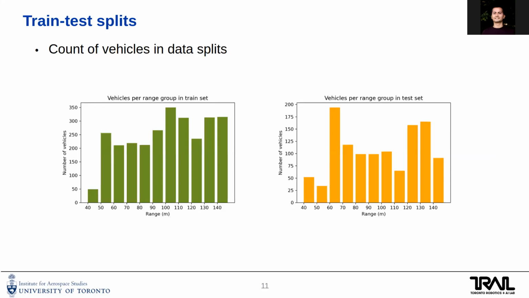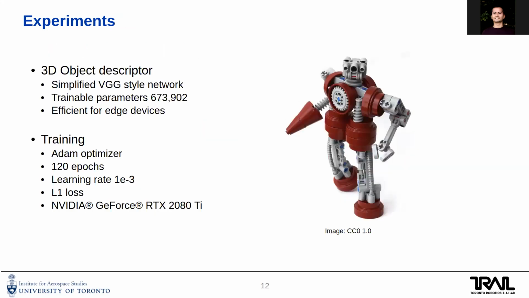This is the count of vehicles in the train and test splits. Most of the vehicles are in the range from 50 to 140 meters. In terms of the experiments, for the 3D object descriptor, we use a simplified VGG style network with about 700,000 parameters, which is a fairly small model and is therefore efficient for running on edge devices.